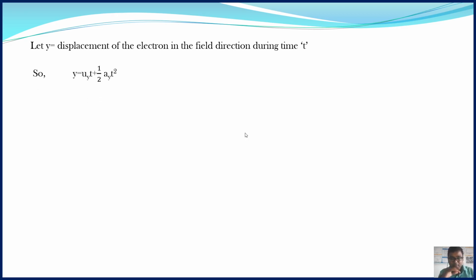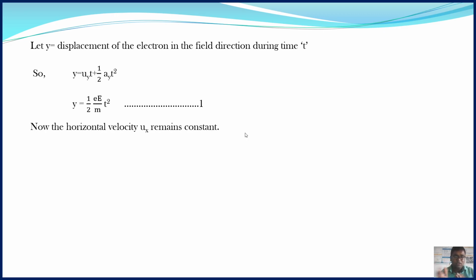Now, let small y be the displacement of the electron, and let us calculate this displacement. We can calculate the vertical displacement of the electron by using the kinematical equation again: y equals uy t plus 1 half ay t squared. Again, uy is equal to 0, so the equation is simply y equals 1 by 2 ay t squared. Now put the value of ay, and we have y equals 1 by 2 into eE upon m into t squared. This is equation number 1.